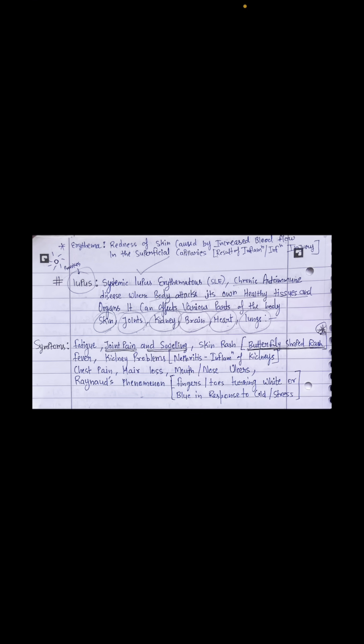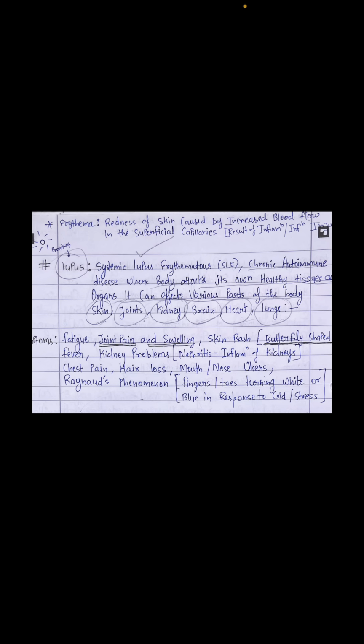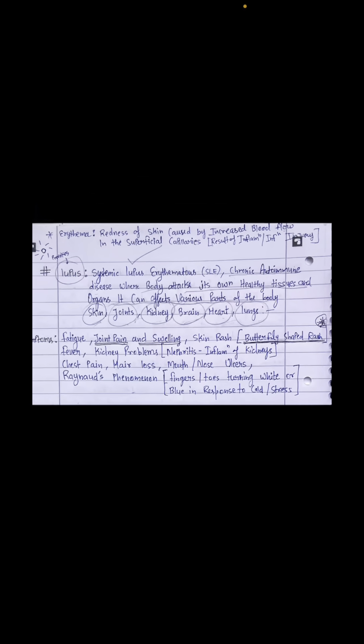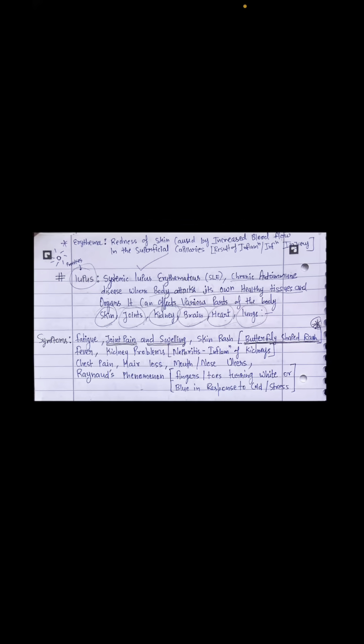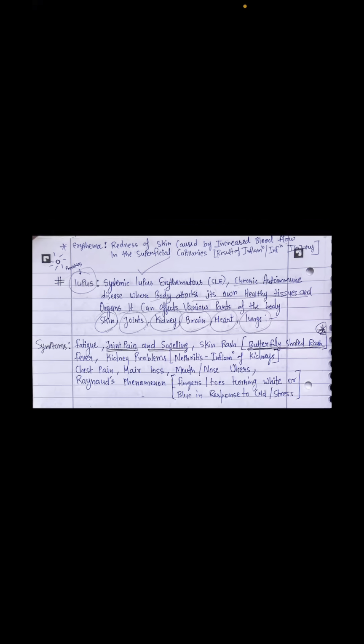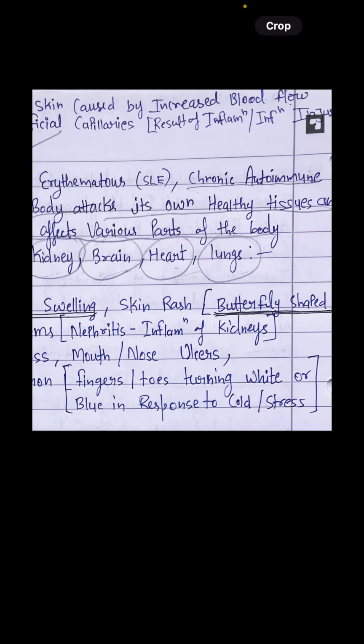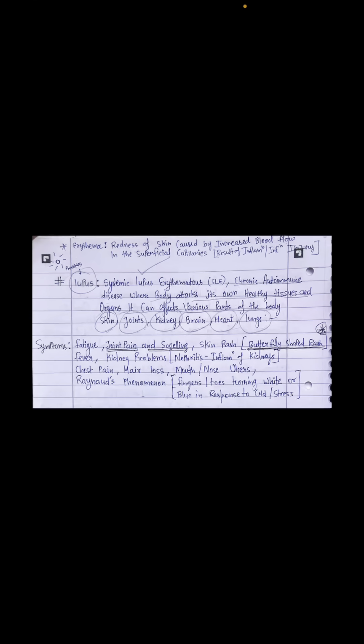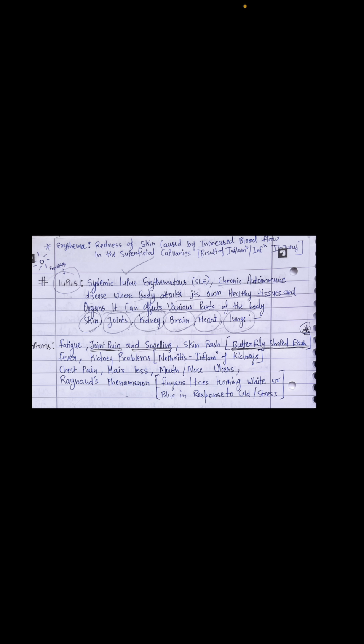So the symptoms which we will see are fatigue, joint pain and swelling. One of the main symptoms is butterfly-shaped rash, fever, kidney problem, chest pain, hair loss, and Raynaud phenomenon. Raynaud phenomenon is also seen in systemic scleroderma. I'll explain again, which is simply the fingers and toes start to turn white or pale, or let's say bluish discoloration of the fingers or the toes. So let's see the questions.